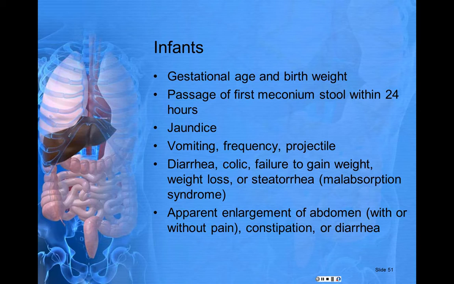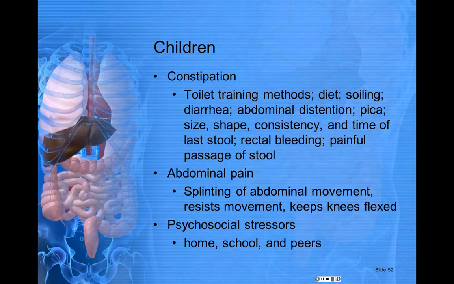Looking at apparent enlargement of the abdomen with or without pain, any trouble with having bowel movements, constipation, or diarrhea. In children, we want to ask about constipation. It's a very common condition in children. What are the toilet training methods? What have they tried for toilet training? What is the diet like? Is there any soiling? Are they having some incontinence issues?